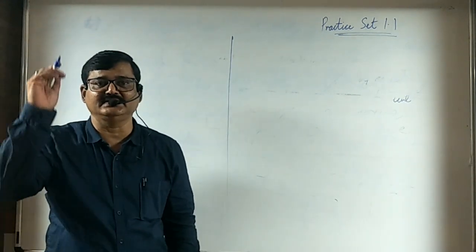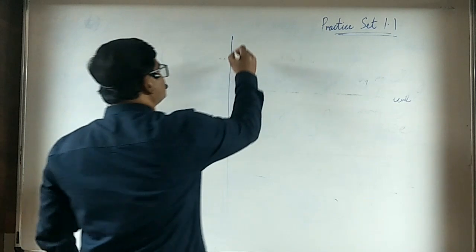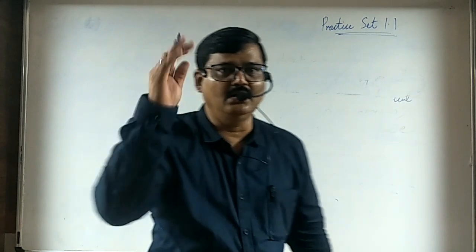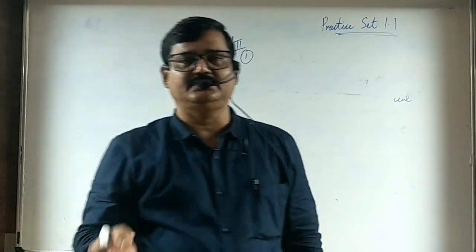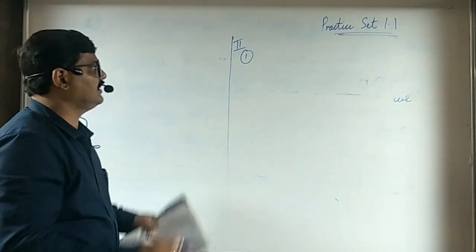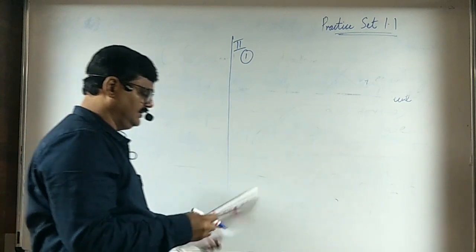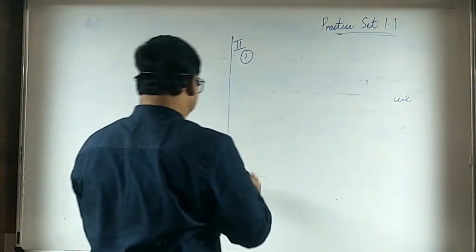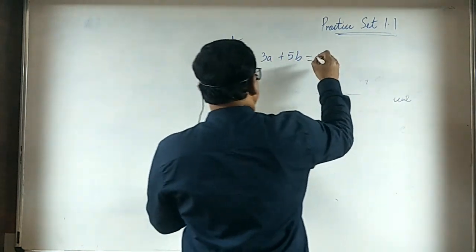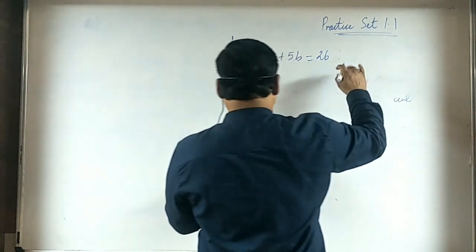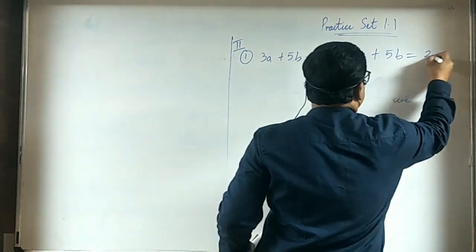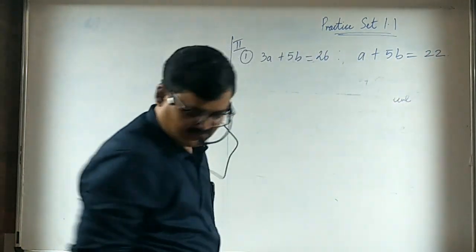We'll be doing practice set 1.1, second question, first sum. I'm going to teach you how to solve a linear equation in two variables by eliminating a variable by equating the coefficients. First I'll write the question. The two equations given are 3a plus 5b is equal to 26, and a plus 5b is equal to 22.